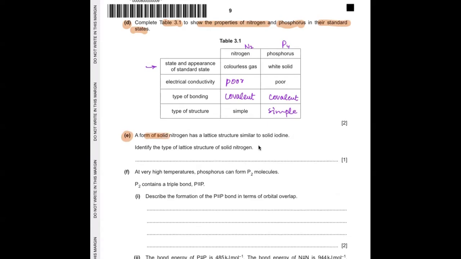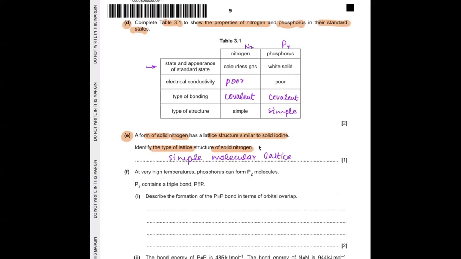A form of solid nitrogen has a lattice structure similar to solid iodine. Identify the type of lattice structure of solid nitrogen. So iodine is a simple molecular lattice, so solid nitrogen is also going to be a simple molecular lattice, because there are molecules with covalent bonds, and between the molecules there are intermolecular forces holding them together to form a lattice. So it's a simple molecular lattice.